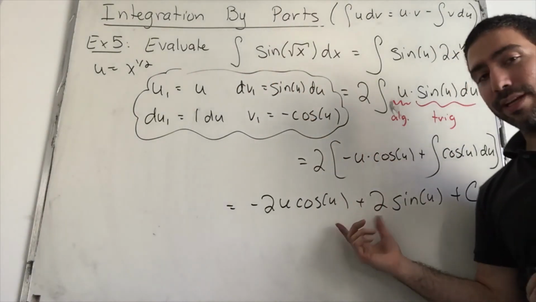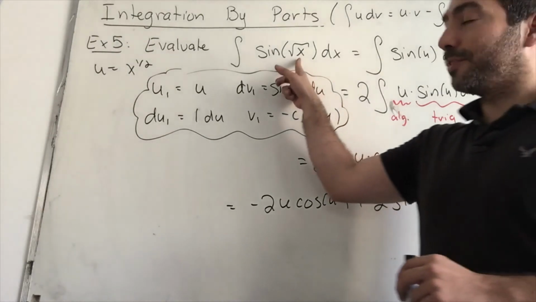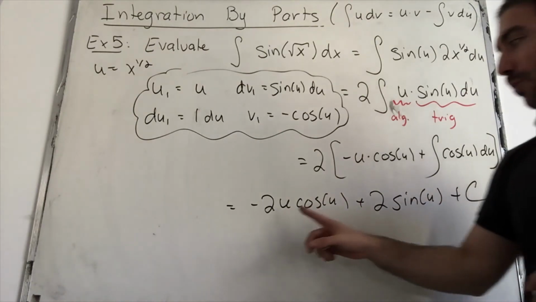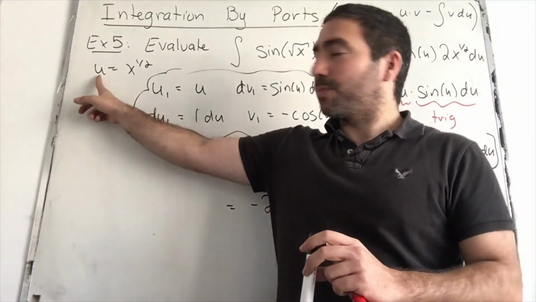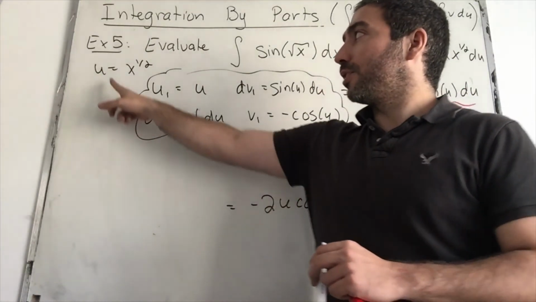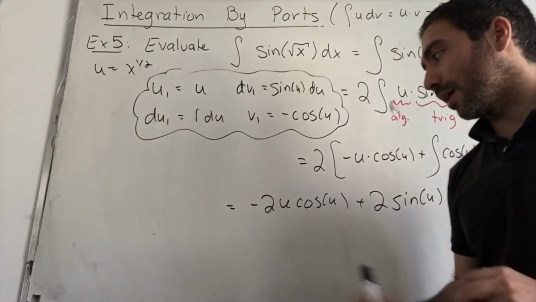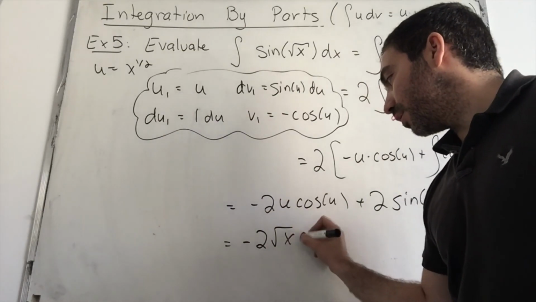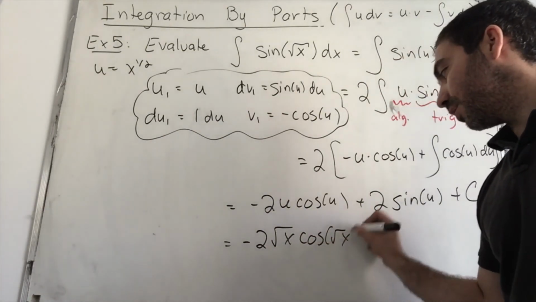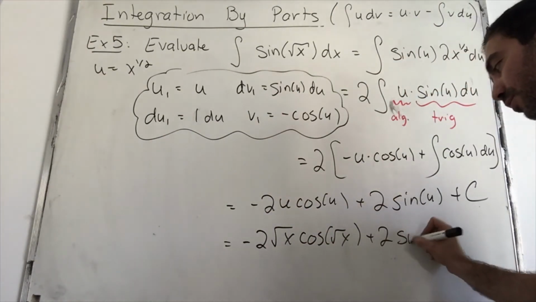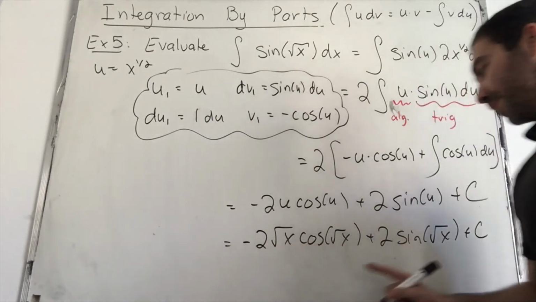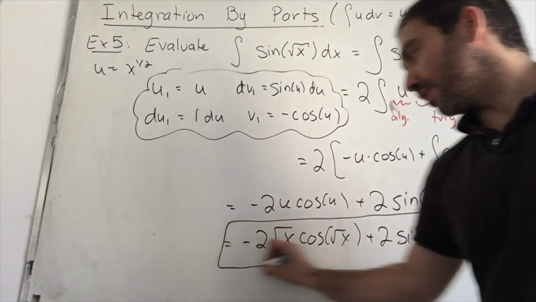But stopping over here is wrong. Remember, we started in terms of x, we finish in terms of x. Can't leave it in terms of u, so what do we do? We go back to our original substitution and bring it back in terms of x. So instead of writing u, we're going to replace them with x to the 1/2, or square root of x. So this is equal to negative 2 square root of x times cos of square root of x plus 2 times sine of square root of x plus c. If you want to factor out the 2, that's fine, but you can leave your answer like this. This is the final answer.